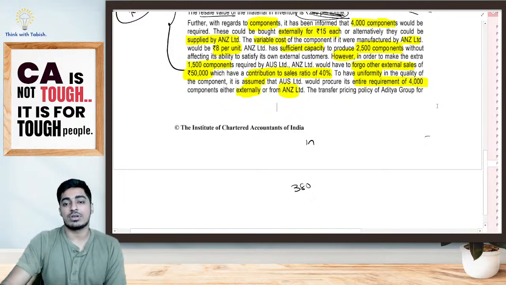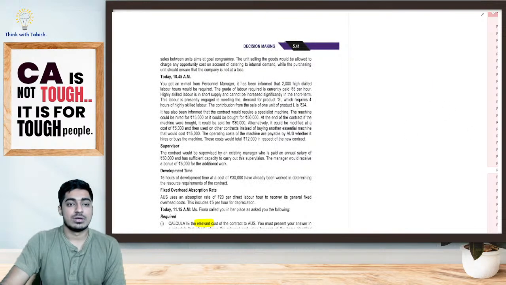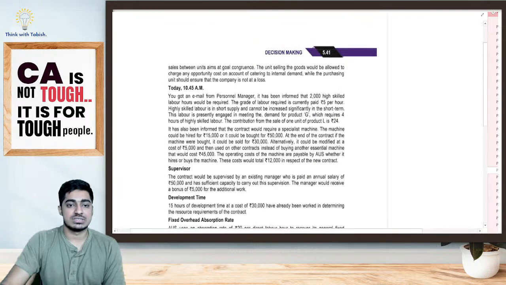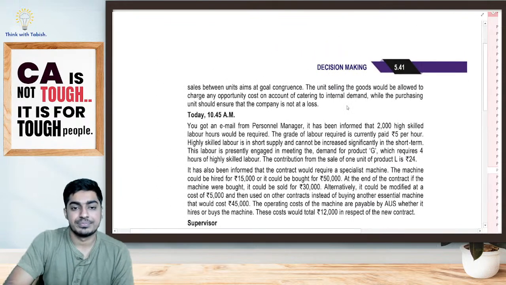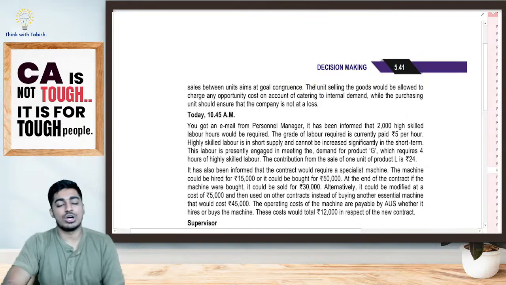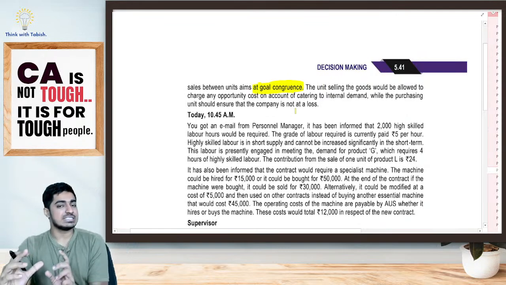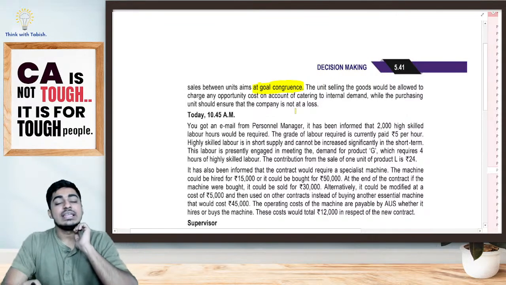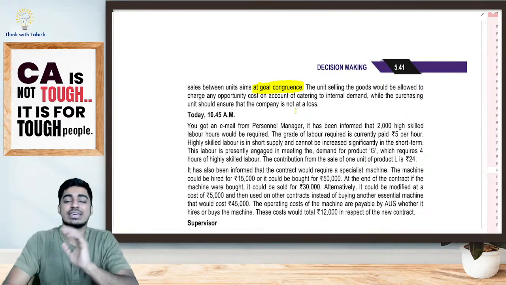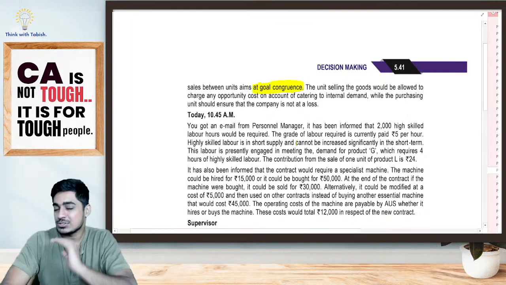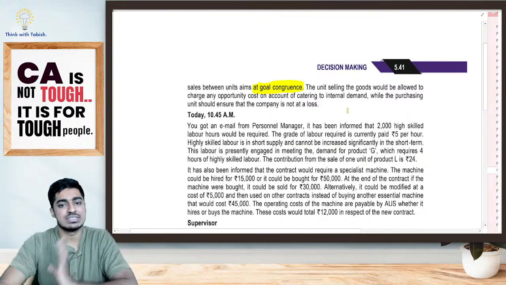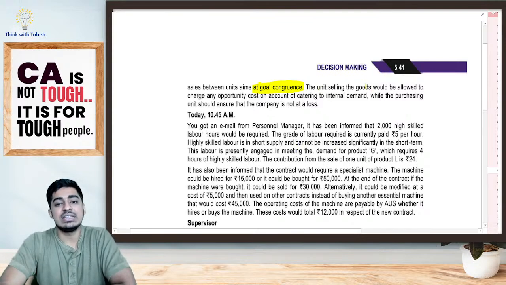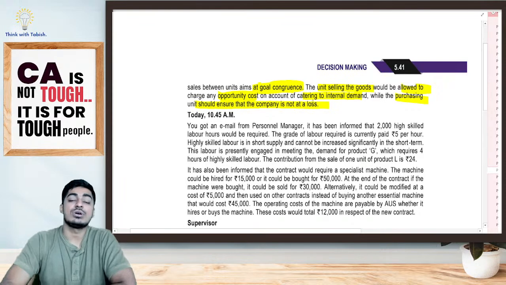Transfer pricing for Aditya Group promotes goal congruence. What is this sentence meaning? You will get to know that in the chapter on transfer pricing. But for solving this question, this sentence has no relevance. The unit selling goods will be allowed to charge any opportunity cost on account of catering to internal demand, while the purchasing unit should ensure that the company is not at loss.